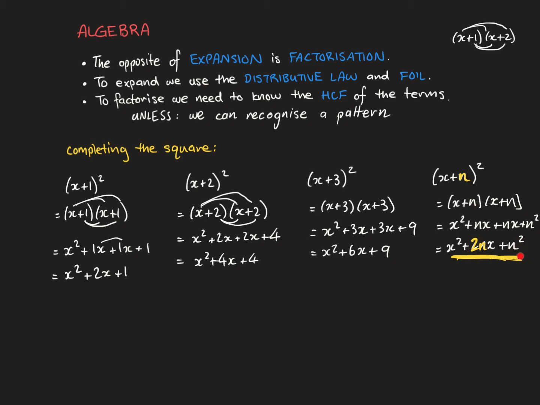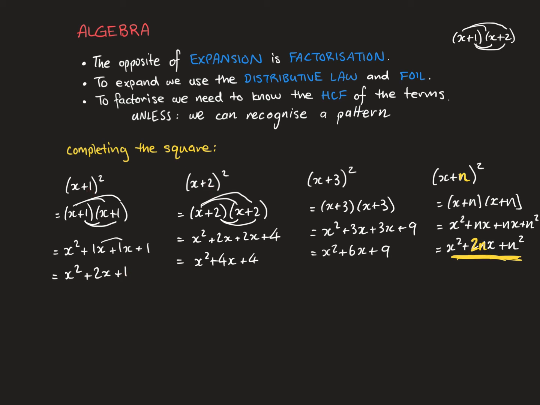Now this term at the end, sometimes we call this the constant, by the way. You might hear the constant. The one that's right at the end, that doesn't have an x attached to it, is apparently going to be the square of this number that's inside. So n squared, let's have a look at this example over here. We've got 9, which is 3 squared. We've got 4, which is 2 squared. And we have 1, which happens to be 1 squared as well.